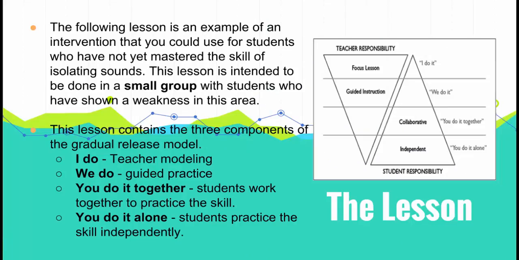This lesson is based on the Fisher and Frey gradual release model, which includes 3 to 4 different components. It includes teacher modeling, the I do; guided practice, the we do; collaborative learning, the you do together; and independent practice, the you do. It is important that all of these parts are present each time the instruction takes place.